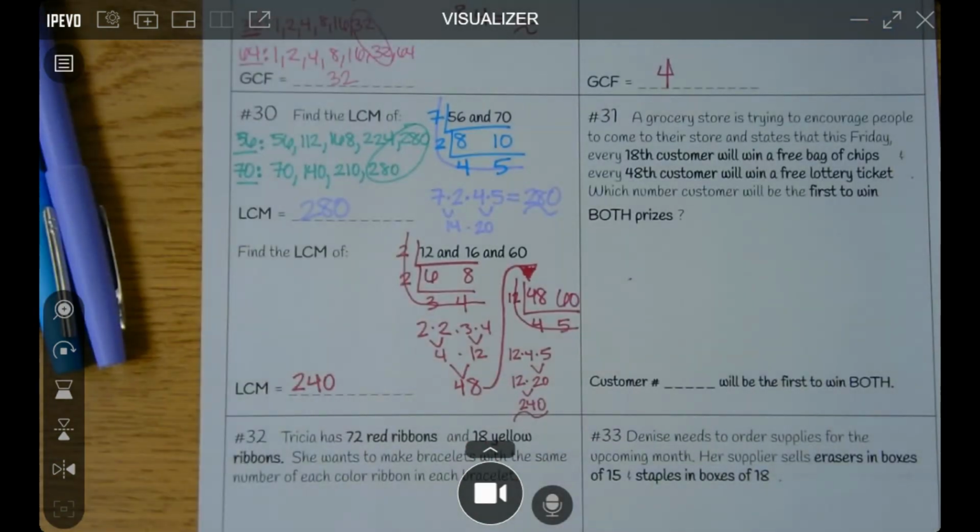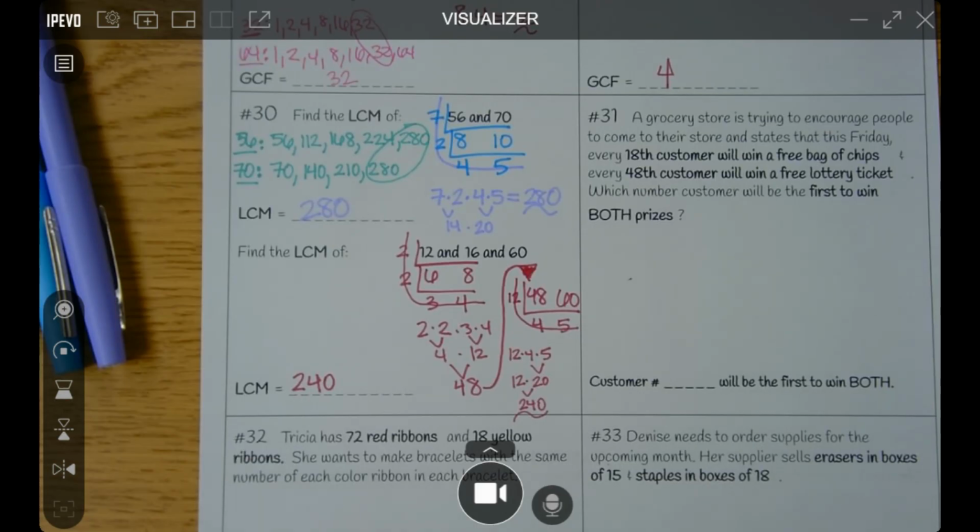Okay, now for number 31, it says, a grocery store is trying to encourage people to come to their store and states that this Friday, every 18th customer is going to win a free bag of chips. And every 48th customer is going to win a free lottery ticket. Which number of customers is going to be the first to win both of the prizes?